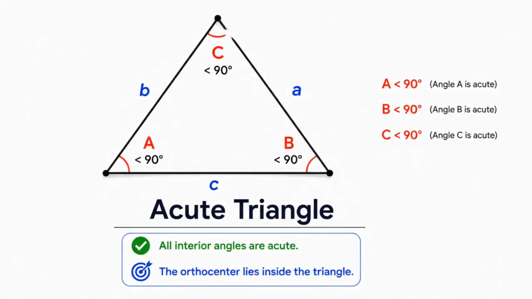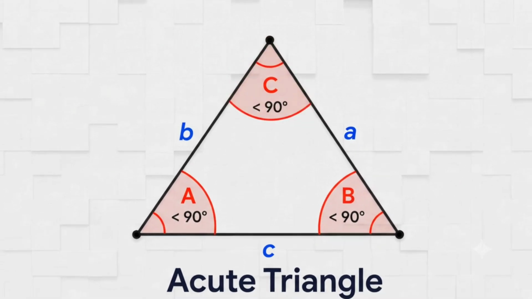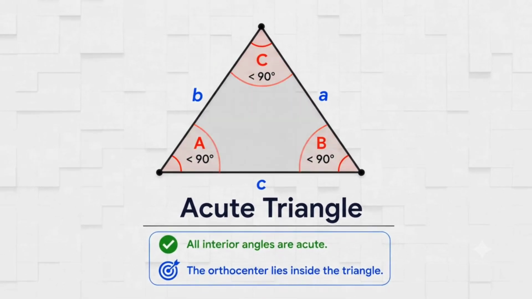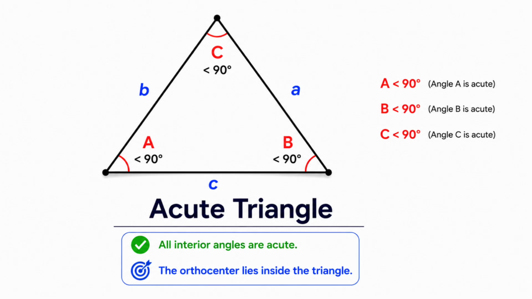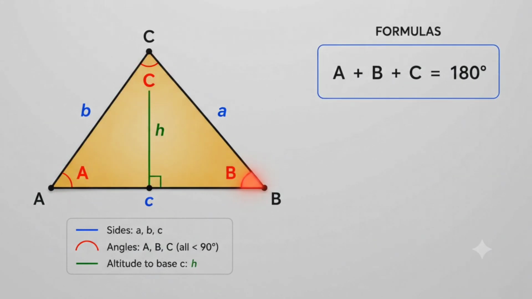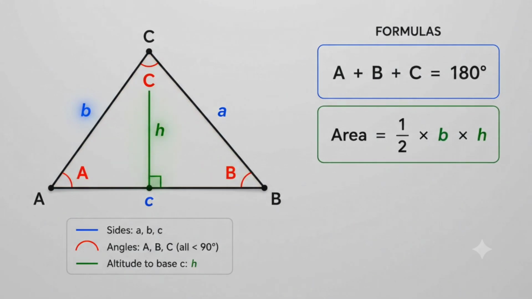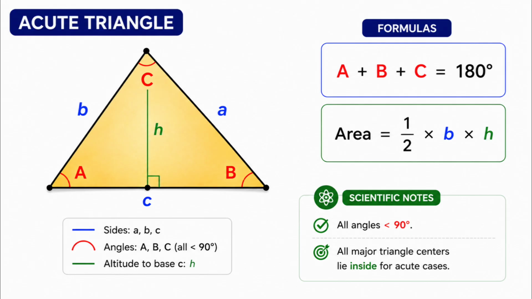Acute triangle. An acute triangle is defined by its angles rather than its sides. Every interior angle is less than 90 degrees, giving the triangle a compact shape. It may be scalene, isosceles, or equilateral. Since its side lengths can vary, there is no single perimeter formula, so the perimeter is P equals A plus B plus C. The area is 1/2 times B times H. In every acute triangle, the centroid, circumcenter, incenter, and orthocenter all lie inside the triangle, making it an important case in geometry.